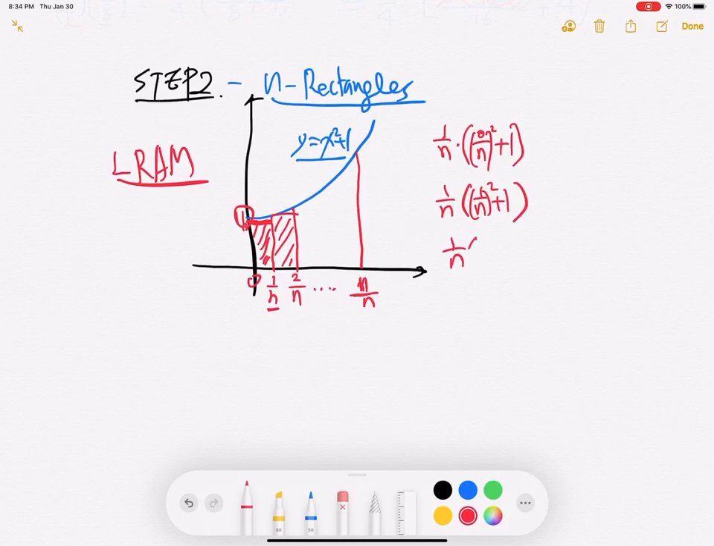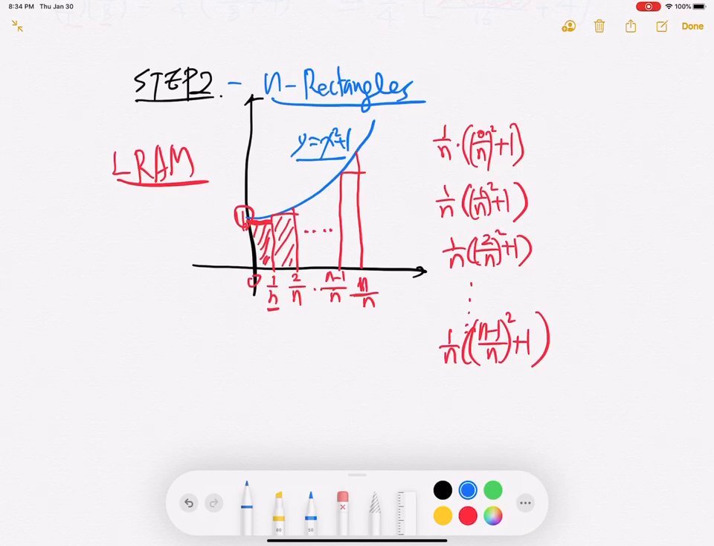Next, third one is 2 over n squared. You already got the pattern, right? Keep going like this. What is the last rectangle's area? This point is n minus 1 over n, right? The last left side point was 3 over 4 if we made 4 rectangles. Okay, now with n rectangles, the last left side point is n minus 1 over n. So 1 over n times n minus 1 over n squared plus 1. And then you're going to add all these n rectangles' areas.